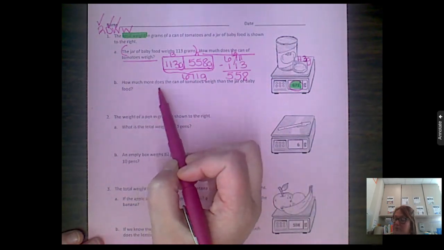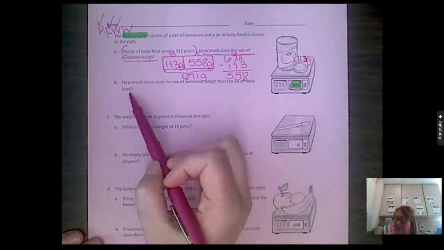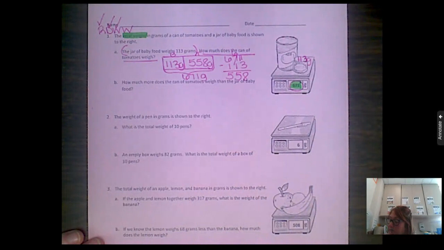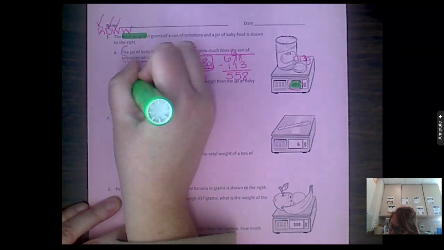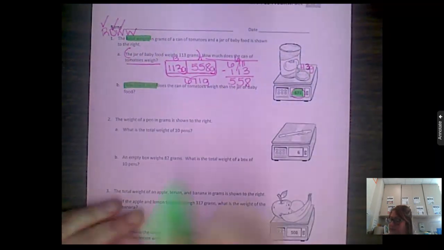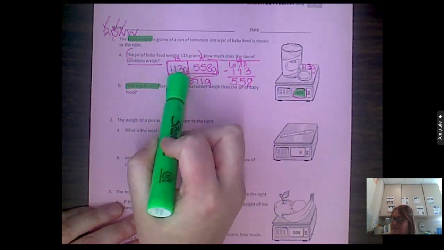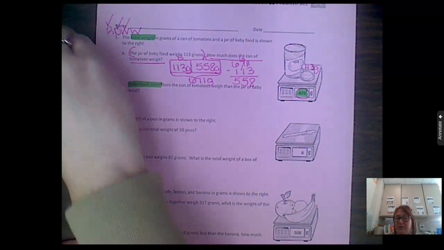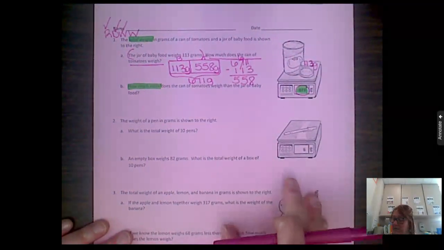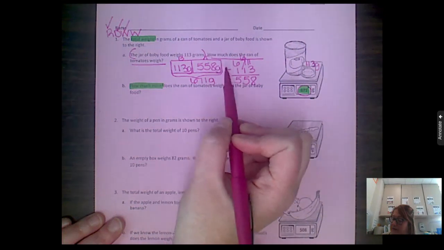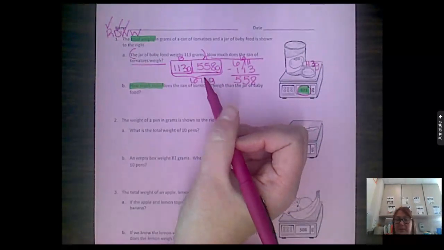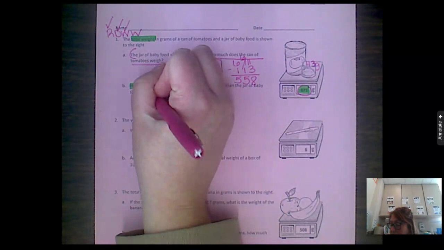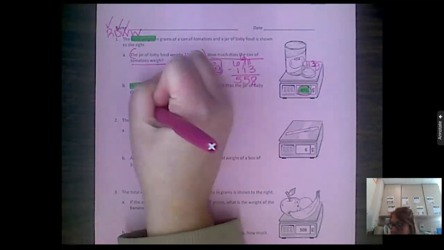Part B says, how much more does the can of tomatoes weigh than the jar of baby food? So how much more, that's the clue word, right? How much more does the can of tomatoes weigh than the jar of baby food? So how much more is a clue word that tells us to subtract. You got it. So if we're going to subtract the tomatoes and the baby food, which one goes on top? The bigger number, which is the 558. So you've got 558 minus, and under that's going to be 113.